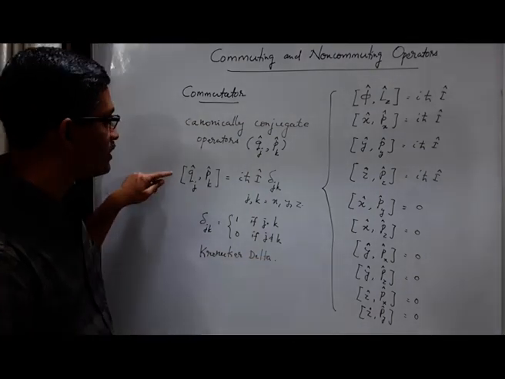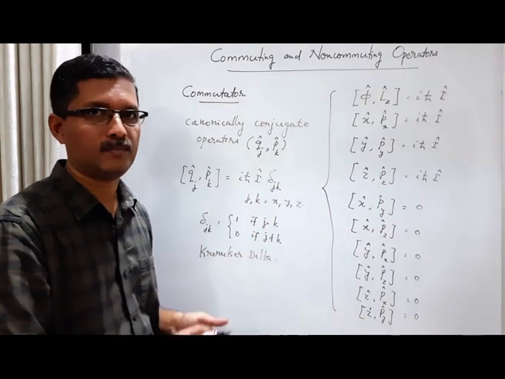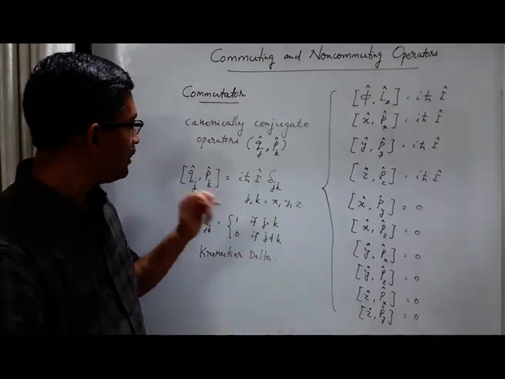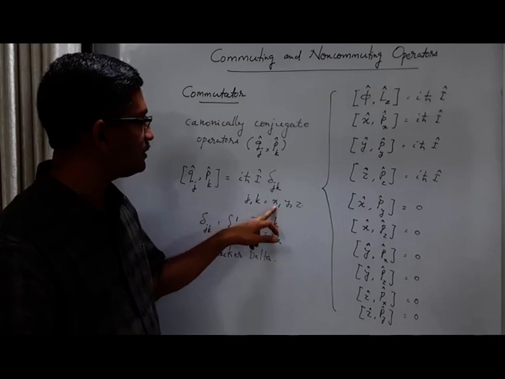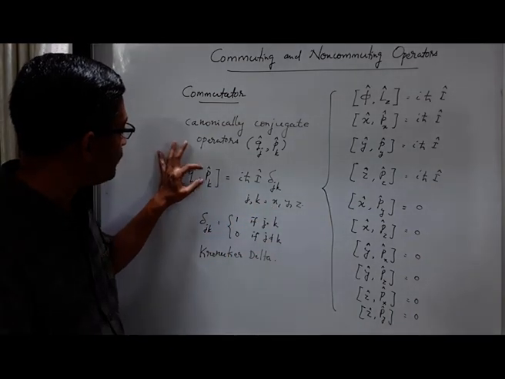This particular equation represents all these commutation rules in a compact form. Okay, let us see what it is. Suppose j is equal to k is equal to x. Then we have qx, px.